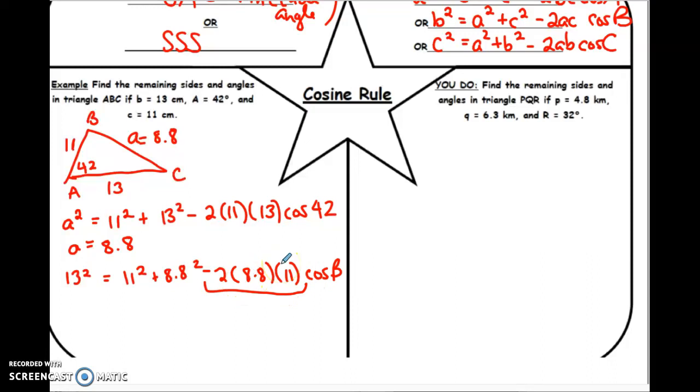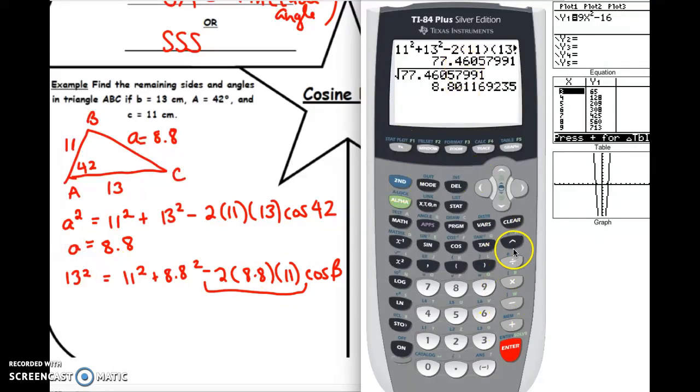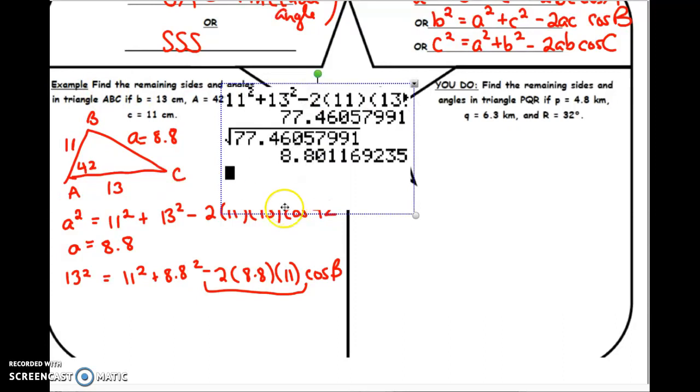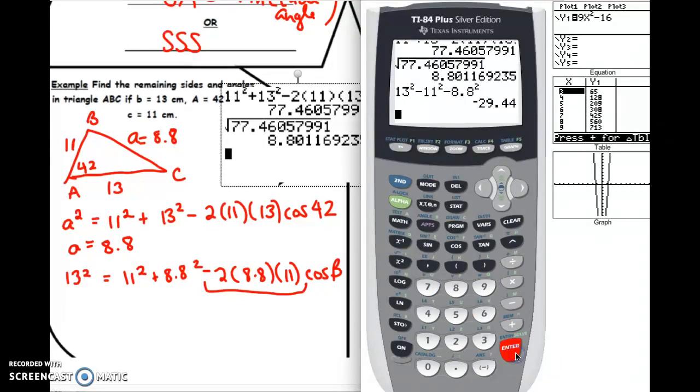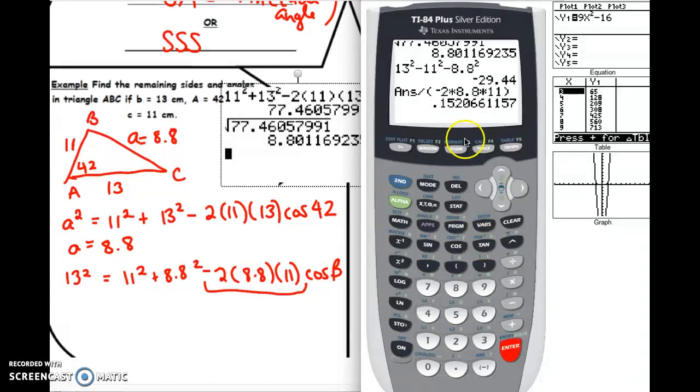So when I go to plug this in my calculator, I'm going to first do 13 squared minus 11 squared minus 8.8 squared, and I'm going to hit enter there. And then I actually have to divide this by, and I'm going to put parentheses, negative 2 times 8.8 times 11. And that's what our inverse cosine will use. I'm just putting all the operations in my calculator right now.